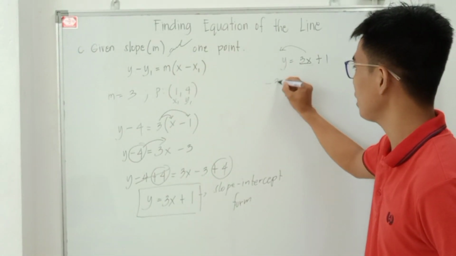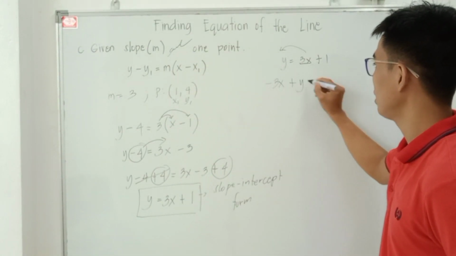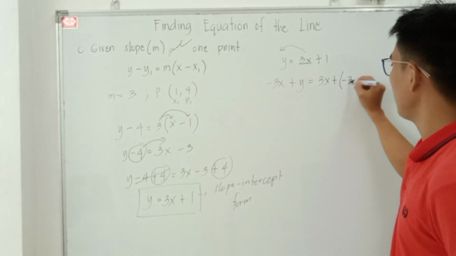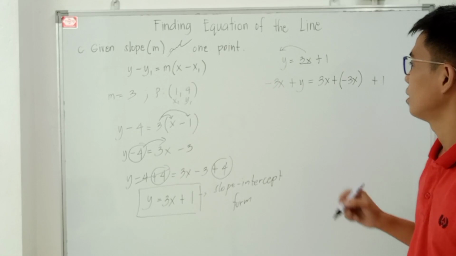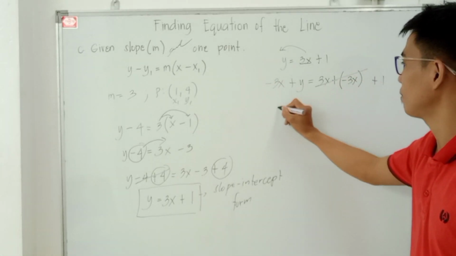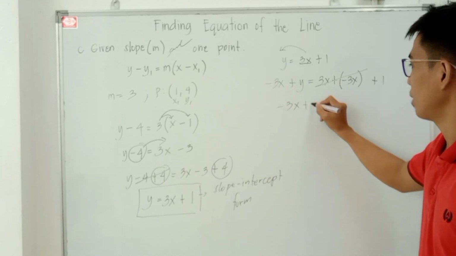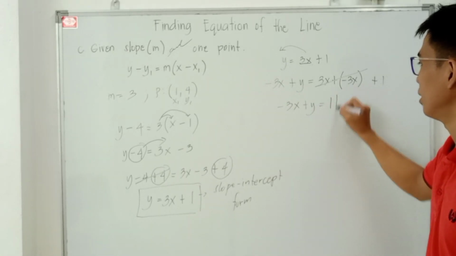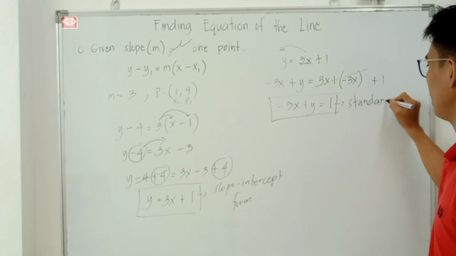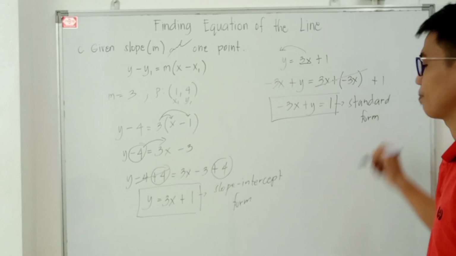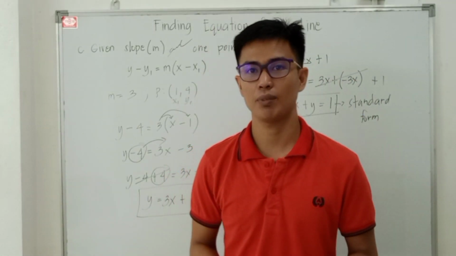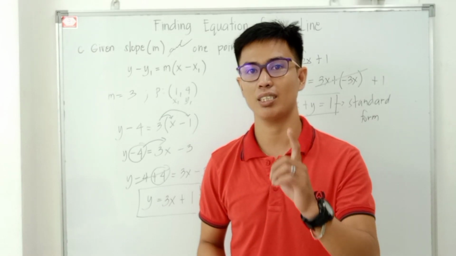So we have negative 3x plus y equals 3x plus negative 3x plus 1. So matatanggal na to since ang sagot sa kanya is 0. So we have negative 3x plus y equals 1. And this is the standard form of equation. And that is how you find the equation of the line if the given is the slope and 1 point.